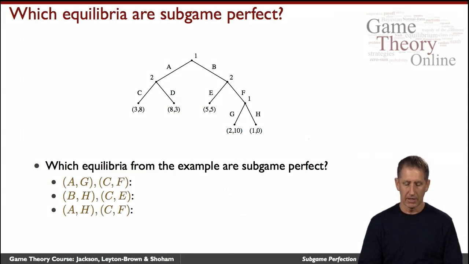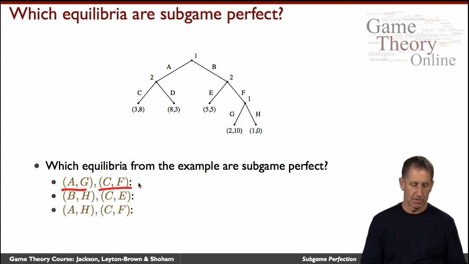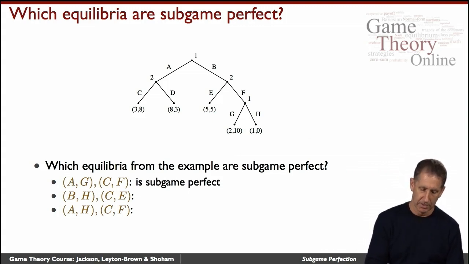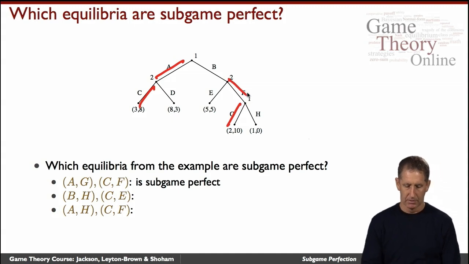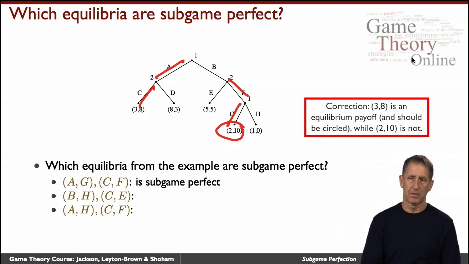Let's look at this tree and ask ourselves what are some of the subgame perfect equilibria there. For example, how about AGCF? Well, the claim is this, in fact, is subgame perfect. Now, why is that? What is A, G, C, and F? So that gives you this outcome over here, and you can check there's no profitable deviation.